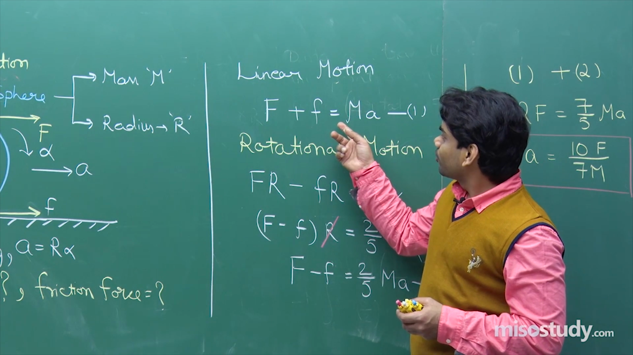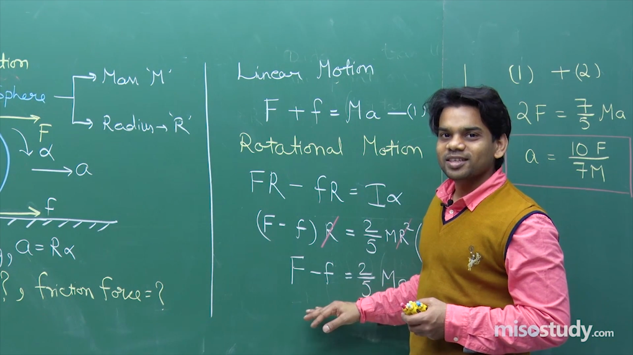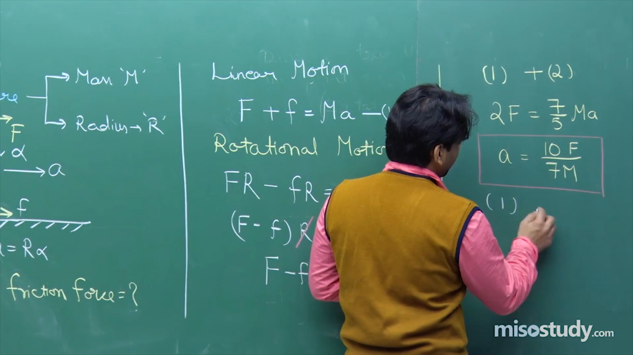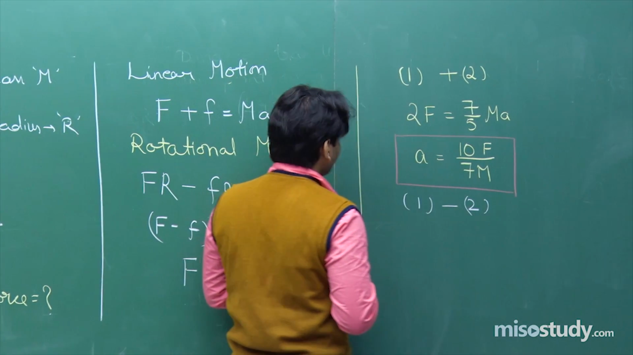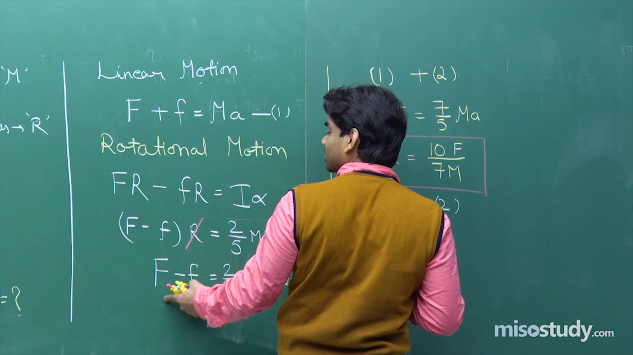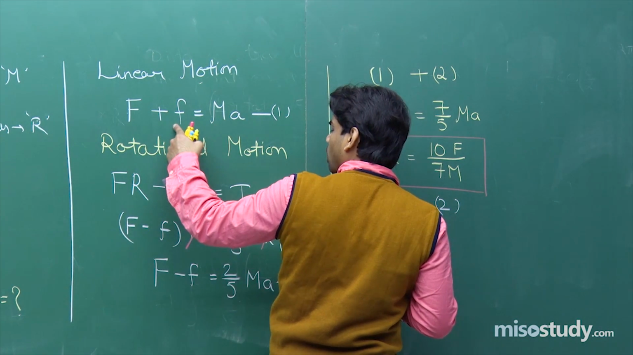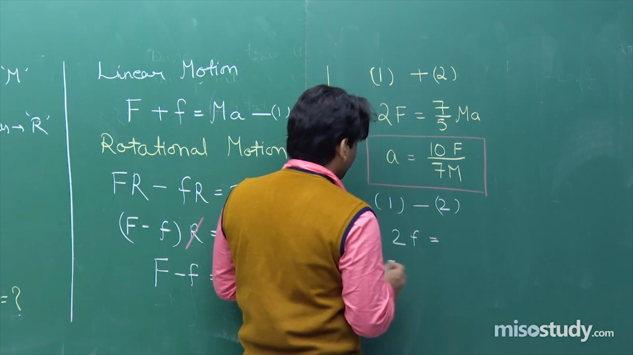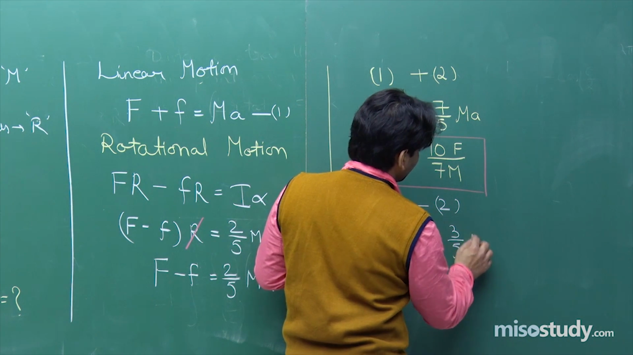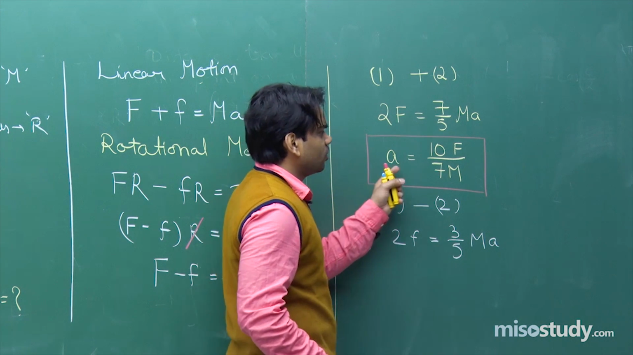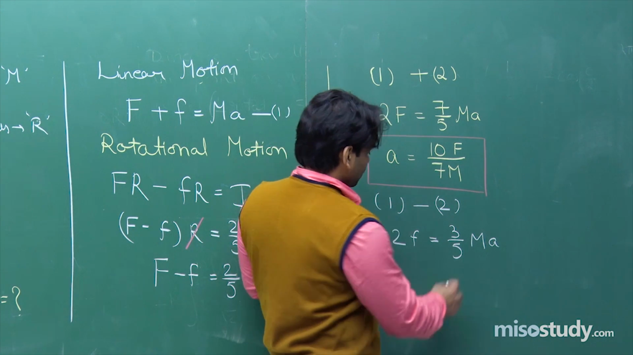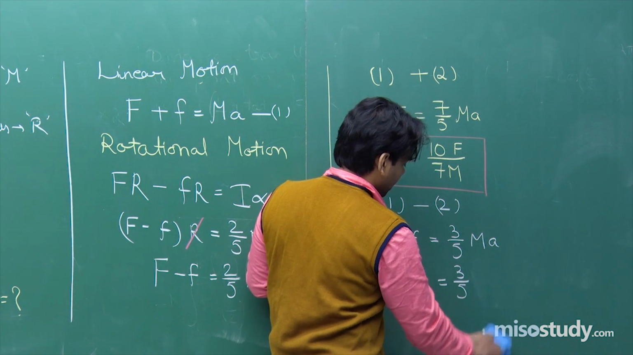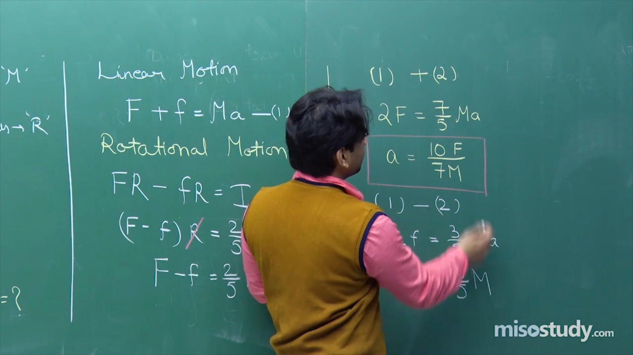Now from equation number 1, if we subtract equation number 2, small f will not cancel but capital F will be cancelled out. So from equation 1, I am subtracting equation 2. We are left with small f plus small f, since minus minus is plus, so 2 into small f is equal to M a minus 2 by 5 M a, so we are left with 3 by 5 M a. Substitute the value of acceleration from here. So we will get 3 by 5 capital M multiplied by acceleration a, that is 10F by 7M.